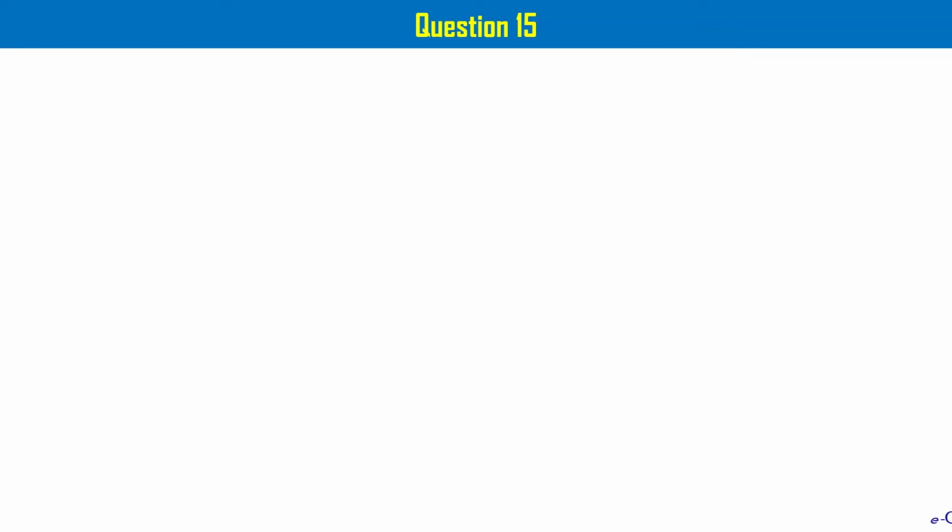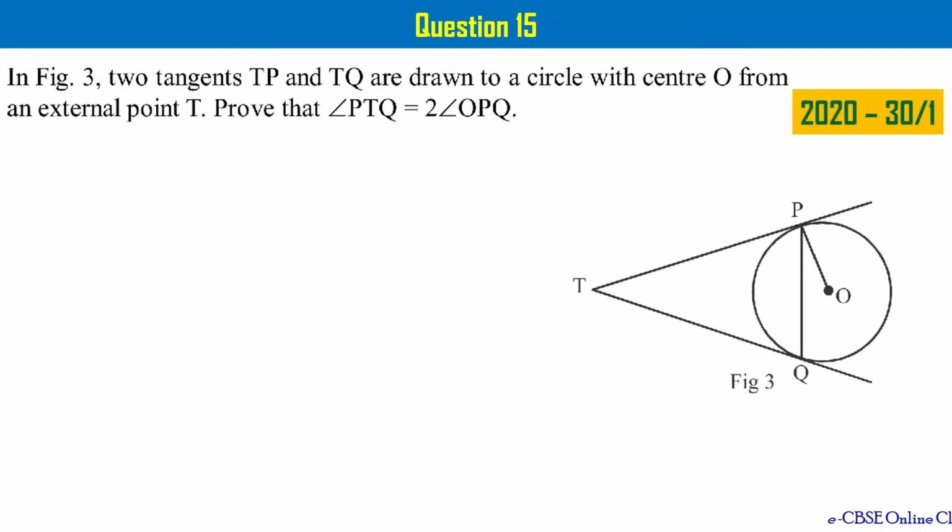Let's go to the next question, that is question number 15. In figure 3, two tangents TP and TQ are drawn to a circle with center O from an external point T. And we are asked to prove that angle PTQ equal to 2 times angle OPQ. This is from year 2020, set number 1.